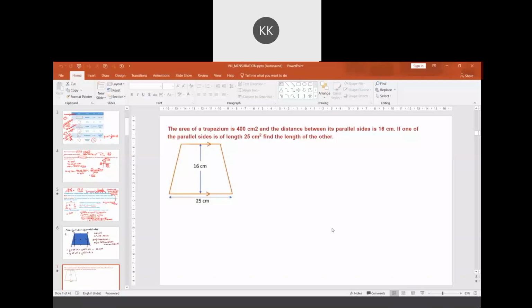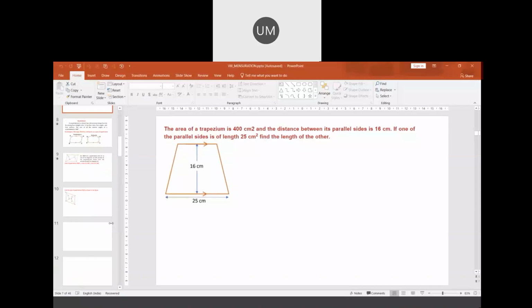So answer is 25 centimeter. b is equal to 25 centimeters.